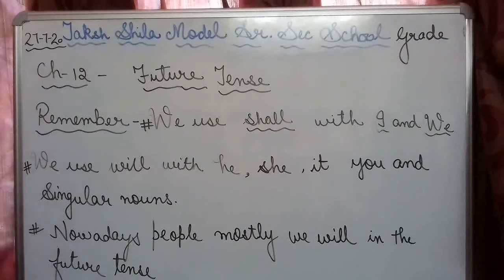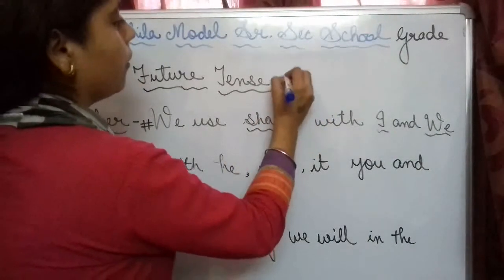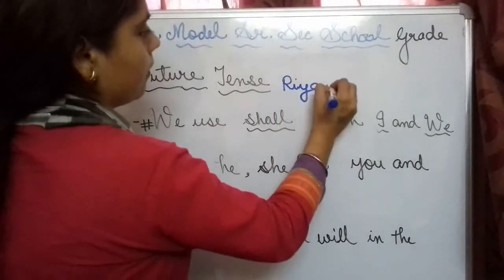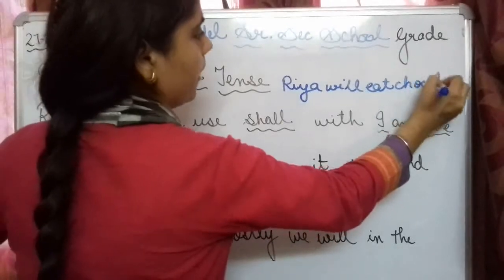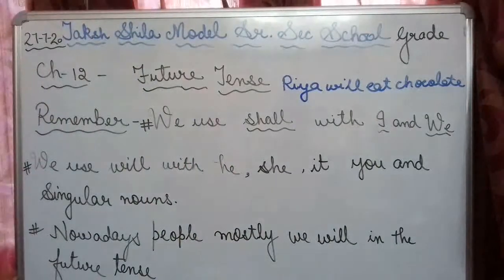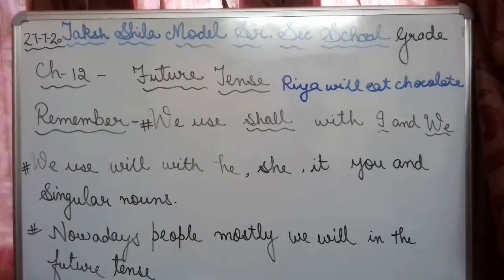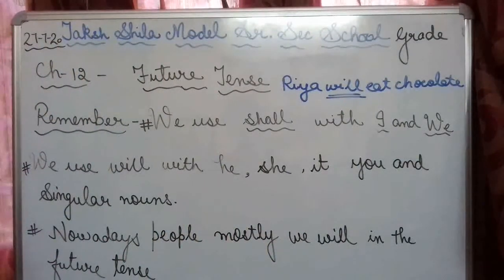Okay class. As we have already done the example, right? So now take one more example once again. Riya will eat chocolate, right? First we move to the example. Clear? You can see the example here. Riya will eat chocolate. So children, when we make a sentence in the future tense, when we find the future tense, we just have to see whether will is there or not. Clear? हमें ये देखना है if will is there or shall is there, then it is future tense.